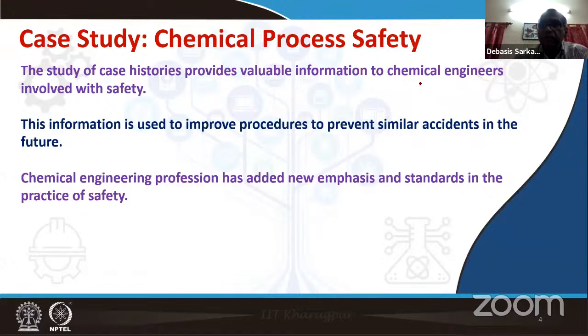Now it is important that we analyze such case studies. The study of these case histories gives us valuable information about process safety. We can use this information to improve the procedures in process industry, the operations, the handling of events, such that similar accidents can be prevented in future. Because of these incidents that we talked about, the chemical engineering profession has now added new emphasis and standards in the practice of safety.